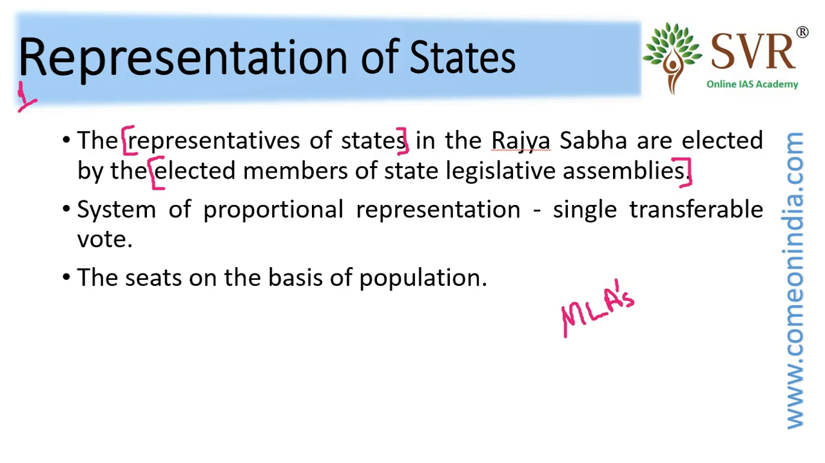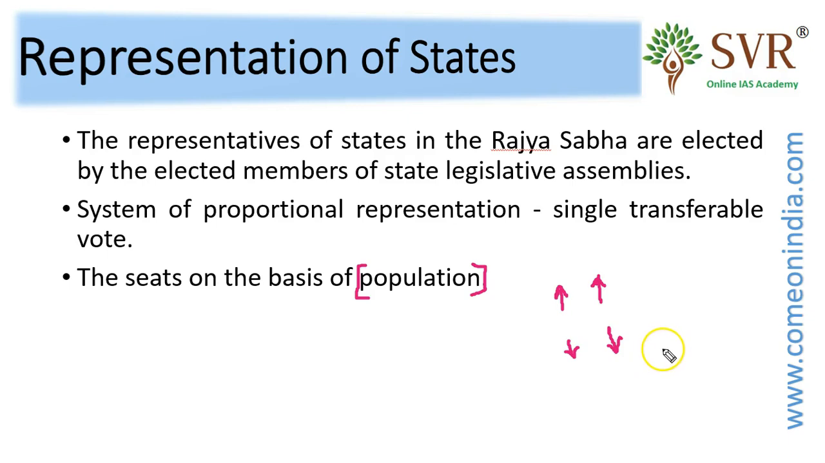This election process is carried out in the mode of proportional representation by means of a single transferable vote for each and every MLA. The number of seats allotted to each state depends upon the population of the state. For example, if the population of a state is high, then the Rajya Sabha seats allotted to that state are also high. Suppose the population is low, as in the case of Goa, then definitely the number of seats allotted in the Rajya Sabha for such a state is also lower. So it has to be noted that the number of seats allotted to a state depends upon its population.